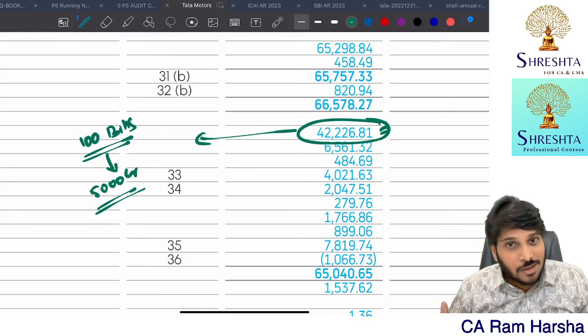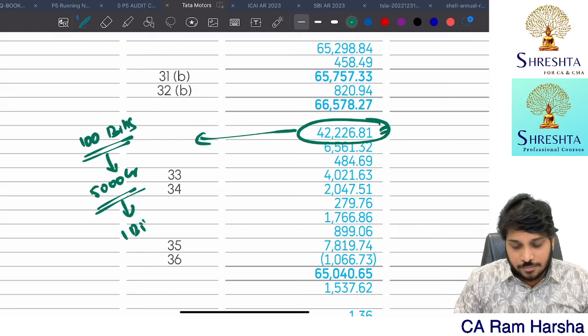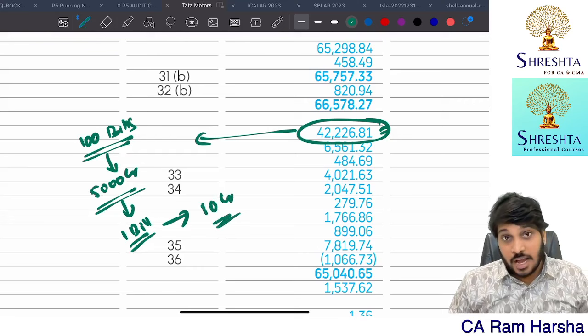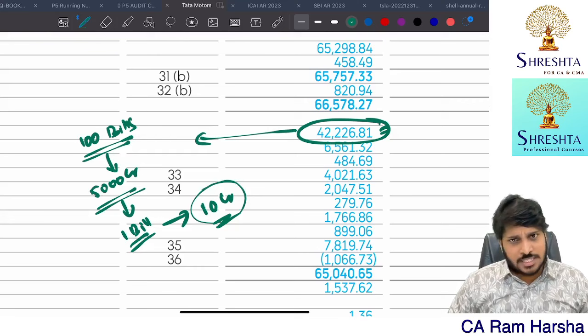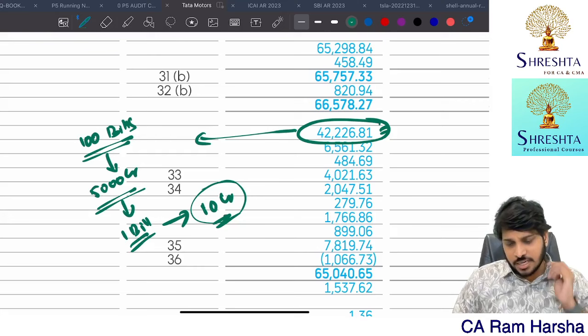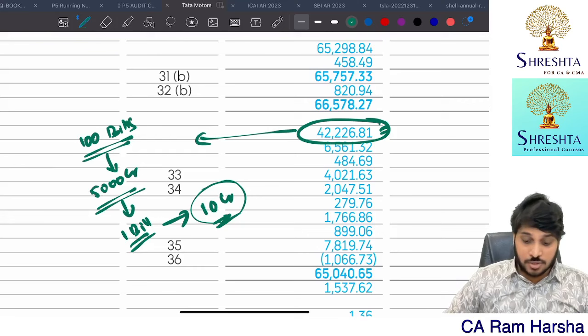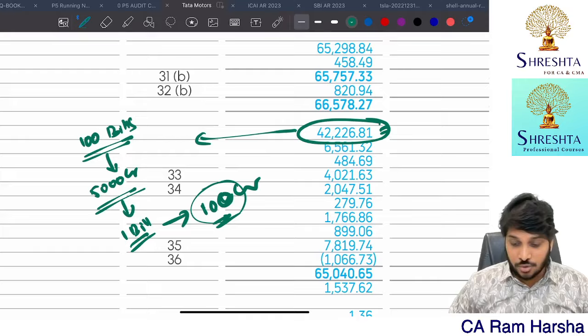Out of this, one bill is there. In that, I found a mistake of 10 crore. I found 10 crore worth of mistake. And I felt 10 crore is definitely material. Don't say that 10 crore is also immaterial. 10 crore is definitely material. Suppose this company turnover is 65,000 crore, or maybe, let me say 100 crore, which is more than 0.1% of this company.